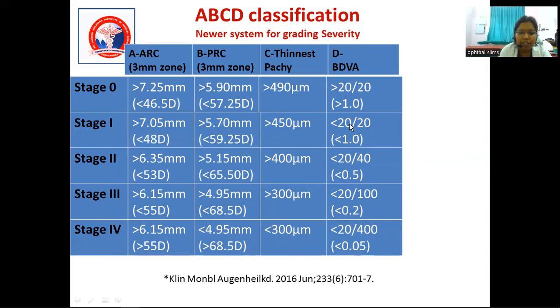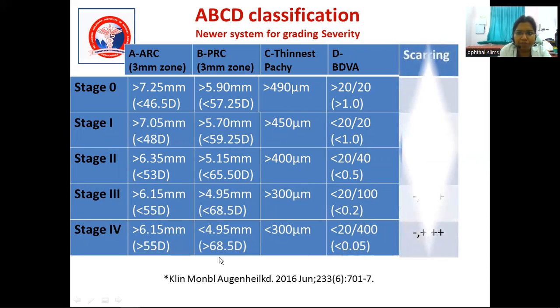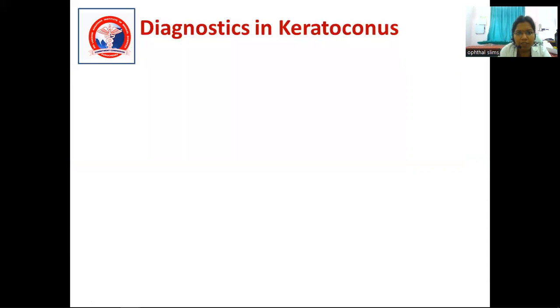And stage 4, where the cornea is thinnest and is less than 300 micrometer and the best distance visual acuity is less than 20/400. The anterior radius of curvature is less than 55 diopter and posterior radius of curvature is more than 68.5 diopter. And scarring will be present in almost all cases.